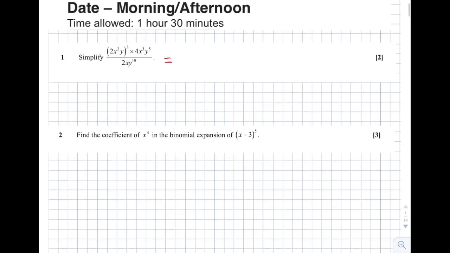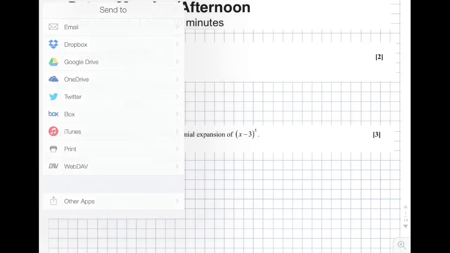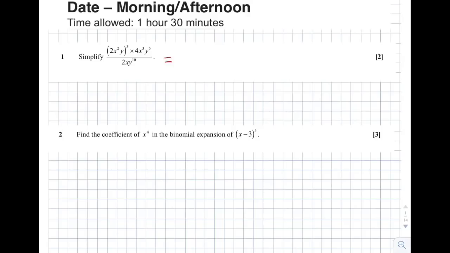Okay, so question one. This is quite a simple kind of algebraic manipulation question. So if we look at what's going on here, the first thing is we've got to cube everything in those first brackets. So 2 cubed is 8, x squared cubed is going to be x to the 6, y cubed is y cubed, and that's being multiplied by 4x cubed y to the 5 over 2xy to the 10.